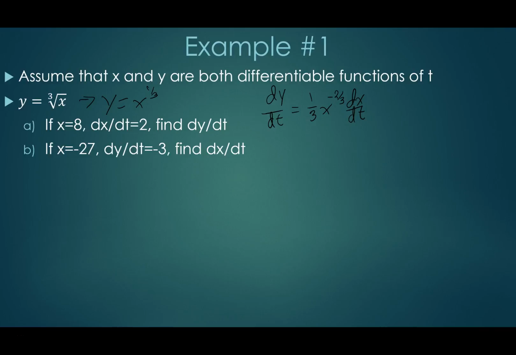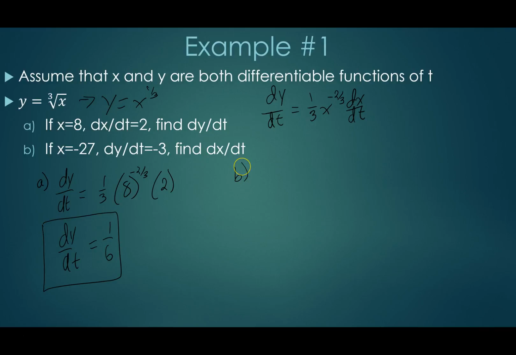Now that I have this information, I can go ahead and apply the problem. So for part A, x equals 8, dx/dt equals 2, find dy/dt. It's like a simple algebra problem. dy/dt equals 1/3 of x, so 8 to the negative 2/3 power, times dx/dt, which is 2. When you work this out, your answer will come out to be a positive 1/6, because 8 to the negative 2/3 power becomes 1/4. 1/3 times 1/4 is 1/12. 2 times 1/12 is our 1/6.